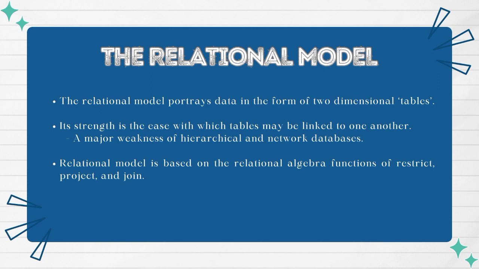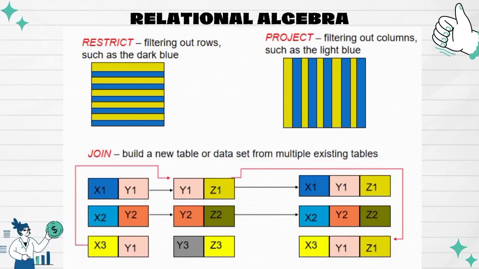This relational model is based on the relational algebra functions of restrict, project, and join. Here is an example of relational algebra where these three algebra functions are examined in the following sections. First is restrict, which extracts specified rows from a specified table. This operation creates a virtual table, or one that does not physically exist, that is a subset of the original table. Here, we are filtering out rows such as the dark blue.